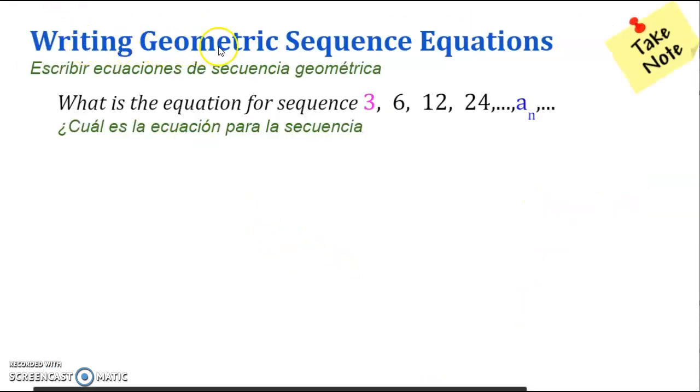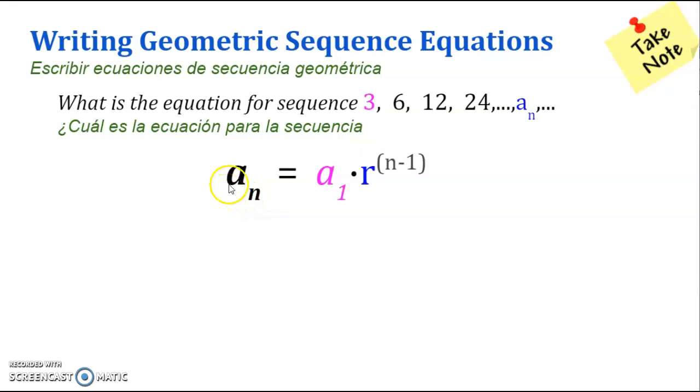So then, writing a geometric sequence equation. What is the equation for the sequence 3, 6, 12, 24, and so on? The first thing you need to do is establish that this is a geometric sequence and not an arithmetic sequence. How do we establish that? We establish that by making sure that the ratio between any number divided by the previous number is the same. 6 divided by 3 is 2, 12 divided by 6 is 2, 24 divided by 12 is 2, and so on.